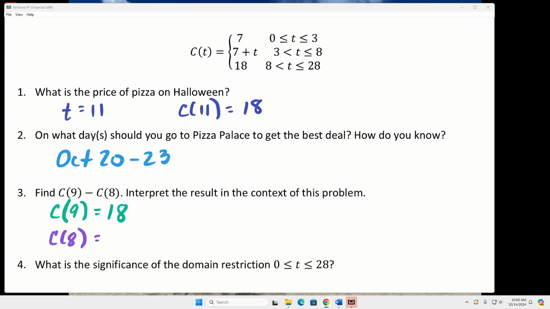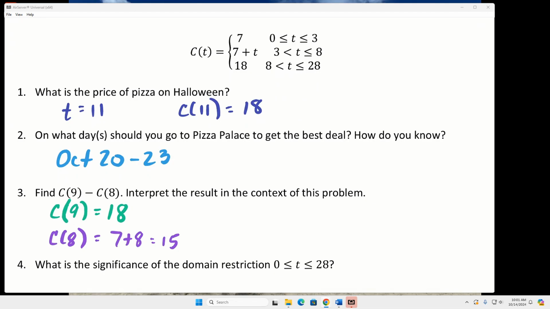All right, C of 8 is a little more challenging, but I think you can figure it out. There's 2 pieces that have 8 in the domain. So how do you decide which one to use? Yeah, very good. The one that has the or equal to is the one you would use. So this is going to be 7 plus 8, or 15.